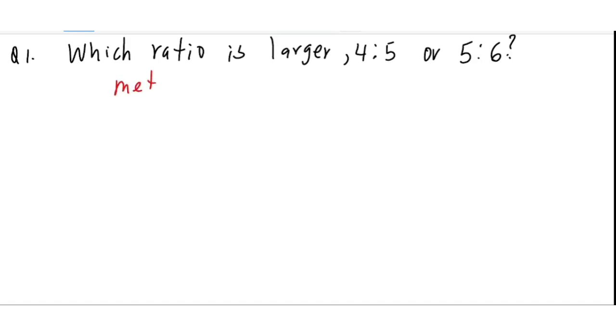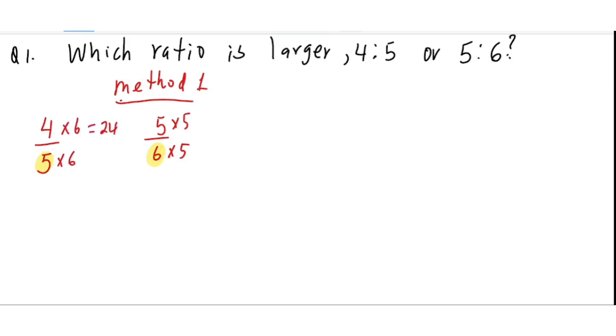Now for method 1, which is easy. We have 4:5, which is written as 4/5, and we have 5/6. Do you see this 6 here and this 5 here? You bring the 5 to this side and multiply by 5, and the 6 to the other fraction, you multiply by 6. 4 times 6 gives you 24, and 5 times 6 gives you 30. For the other one, 5 times 5 gives you 25, and 6 times 5 gives you 30.